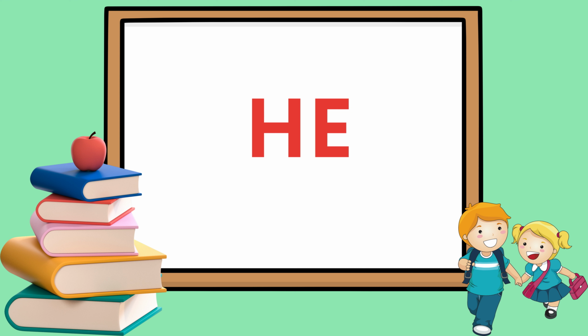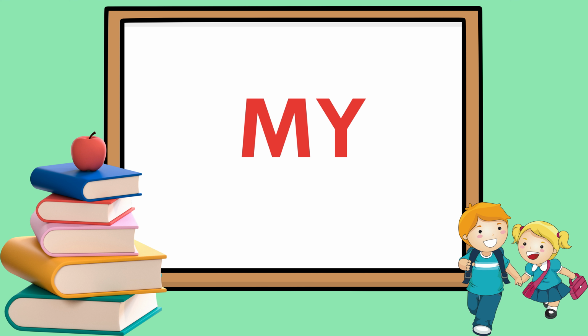Now let's learn another word. This one is he. He is a word that we use to talk about a boy or a man. For example, he is my friend. Let's learn another word. This one is me. Me is a word that we use to talk about ourselves. For example, he gave the ball to me. Next one is my. My is a word that we use to talk about something that belongs to us. For example, this is my toy.